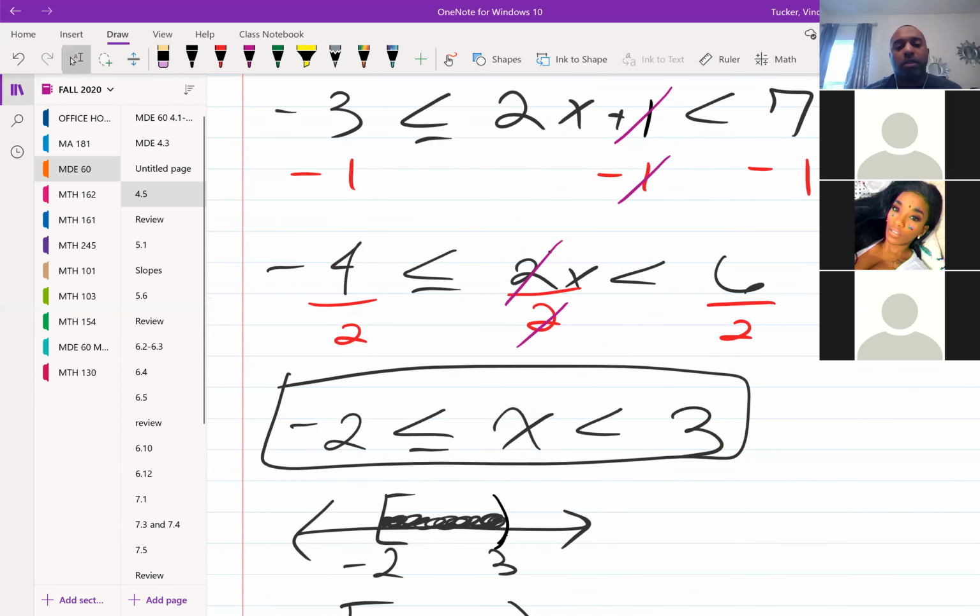Okay. And so, yep, that'll be how you solve it. And remember, whenever you have this, you're shading in between your numbers. So we're shading in between -2 and 3. It'll be a bracket over that -2 because of the or equal to symbol, and parentheses over 3.